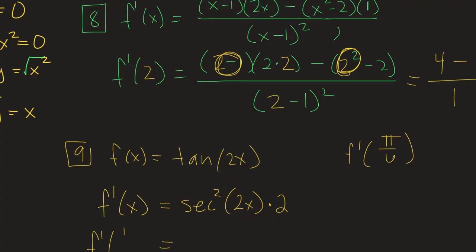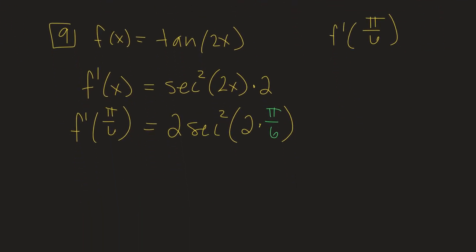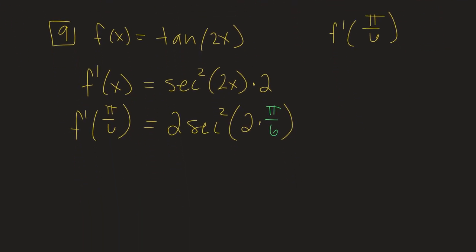So now let's evaluate at pi over 6. So 2 times the secant squared of 2 times pi over 6. Okay, one thing at a time. What is the 2 times pi over 6?